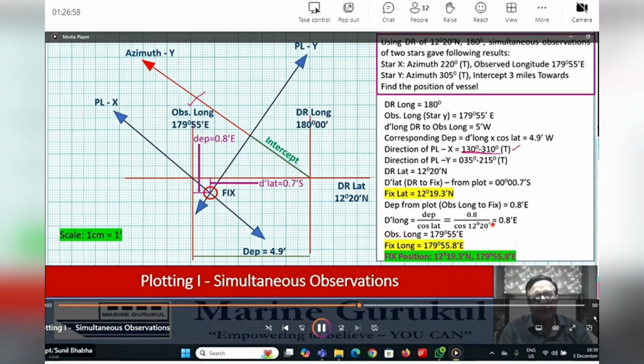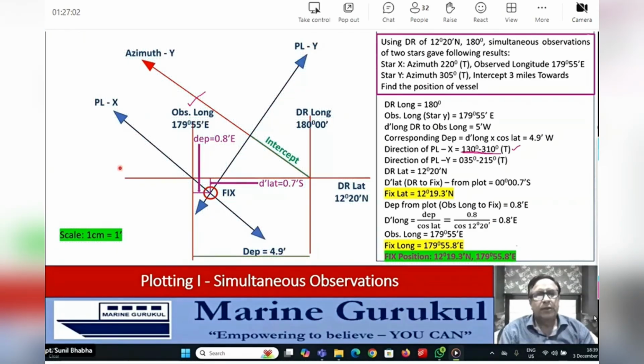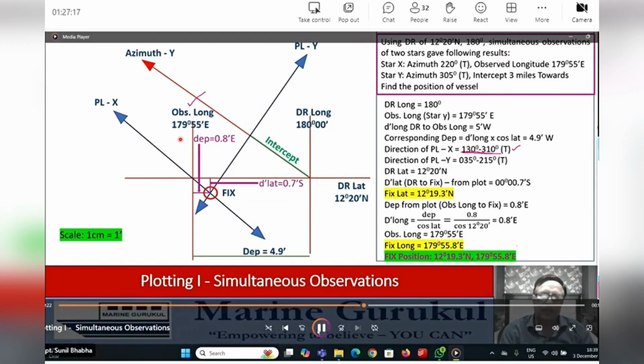179 degrees 55.8 minutes east. Now, if you do not have access to the graph paper, the same plot shall appear the way you can see on a plain sheet here, drawn to a scale that is chosen, and that's how your plot shall appear on a sheet in the absence of being plotted on a graph paper. Okay, all right.